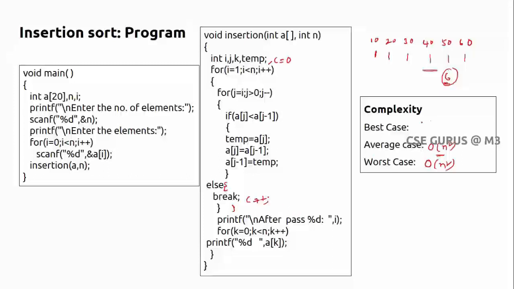So this is about insertion sort. The complexity in the best case is big O of n, and you can make these changes. I think you can get the output for this one also. Okay, yeah, this is about insertion sort.